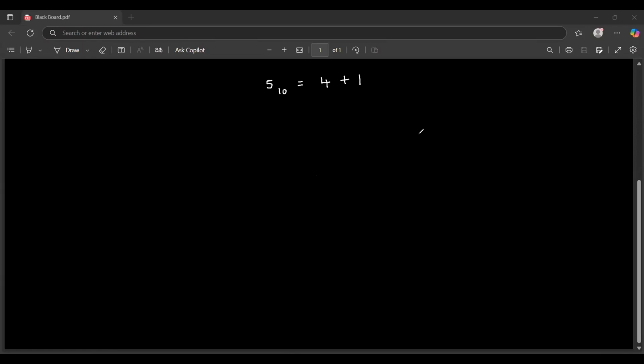Here what you have to do is, 1 represents 2 to the power 0, which means the position that is exactly next to the decimal point, to the left of the decimal point.